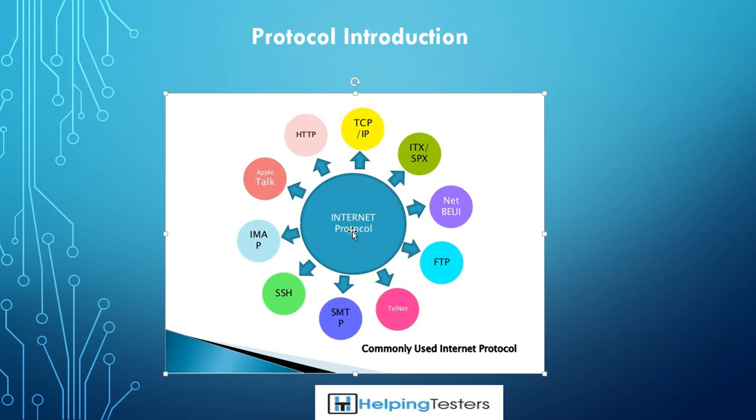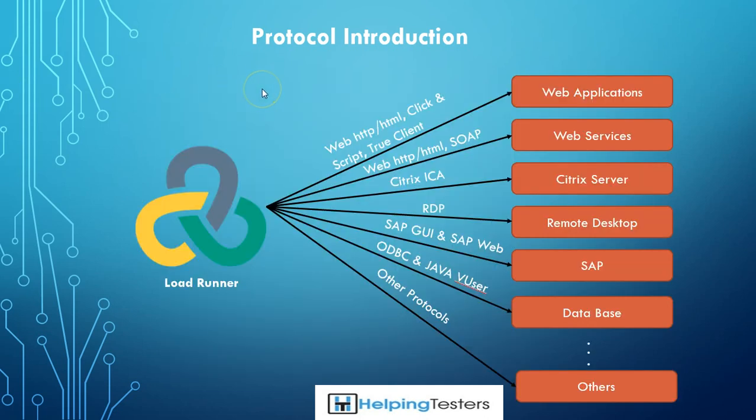So if you take a system which is having an internet, the protocol may be HTTP protocol, it may be TCP protocol, it may be FTP, it may be telnet, it may be SSH, and it may be SMTP, and it may be IMAP, and it may be AppleTalk, and there are a number of protocols in our internet terminology. But if you look at the Loadrunner protocol terminology, it sounds in a different way. In Loadrunner terminology, a protocol is nothing but the way the client is talking to the application is defined by the protocol.